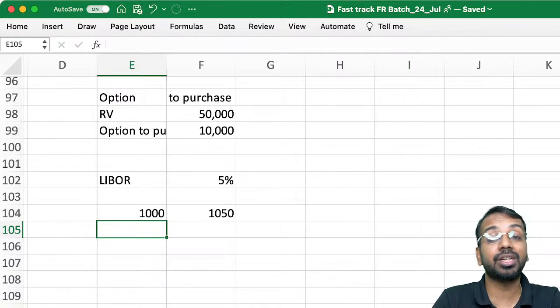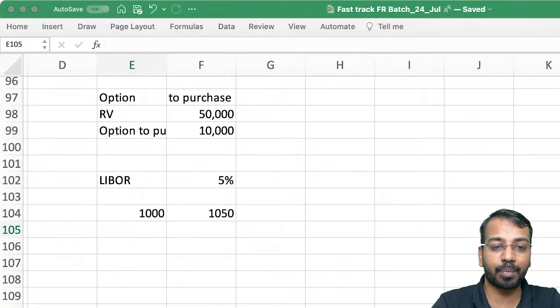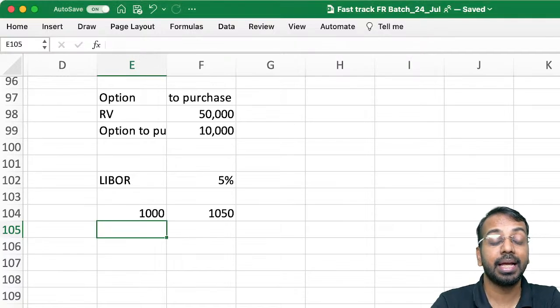Sir, what if the rate changes in the future? If the rate changes in the future, then the differential part, any extra amount that we pay compared to what we have calculated, will be taken to P&L.